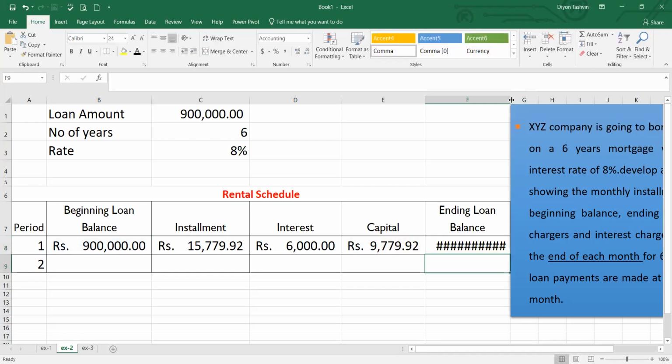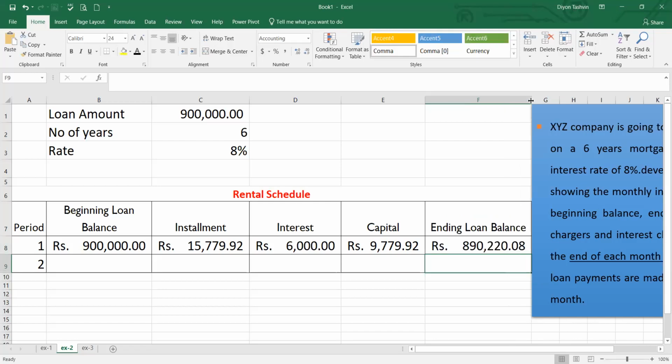The ending loan balance of the first period will become the beginning loan balance of the second period. So, in the second period, under the beginning loan balance, we have to refer the cell of the ending loan balance of the first period.